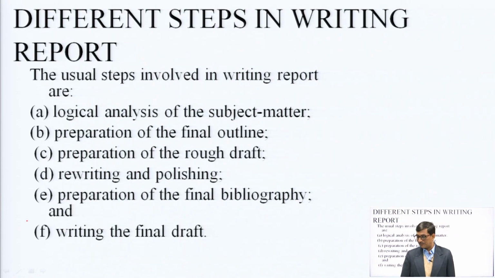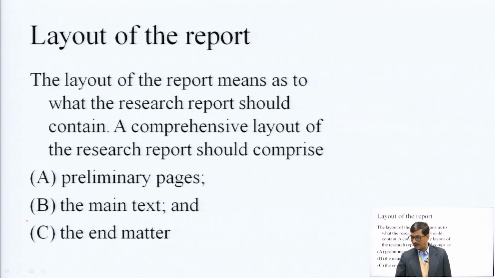There are different steps in report writing. The usual steps involved are: first, logical analysis of the subject matter; second, preparation of the finding outlines; third, preparation of the rough draft of our collected data or our research; then rewriting and polishing the rough draft. After that, preparation of the final bibliography and writing the final draft. So, these are the steps in report writing.